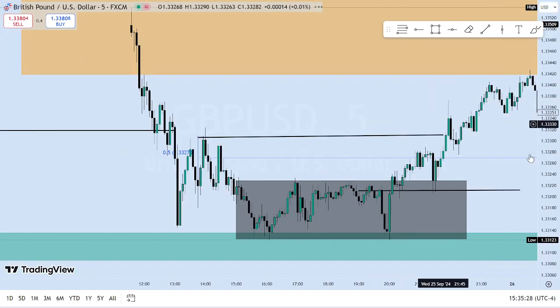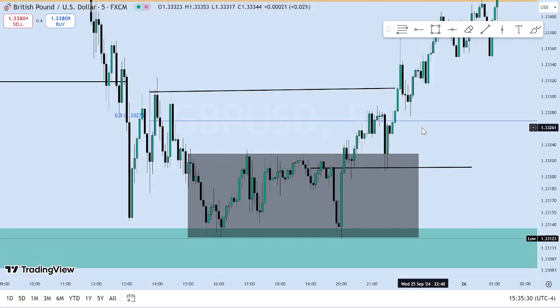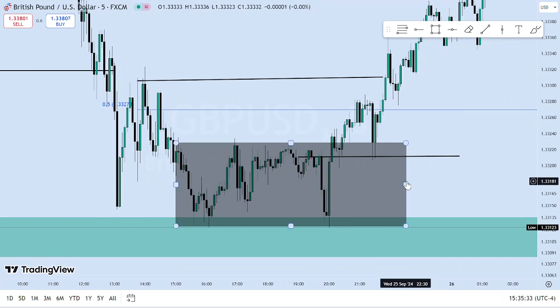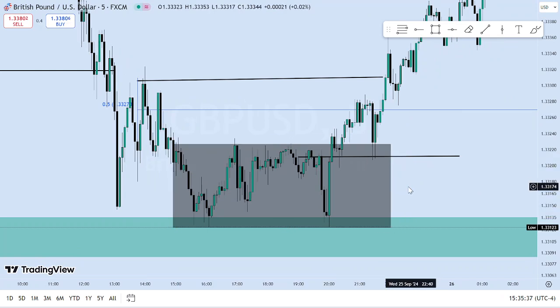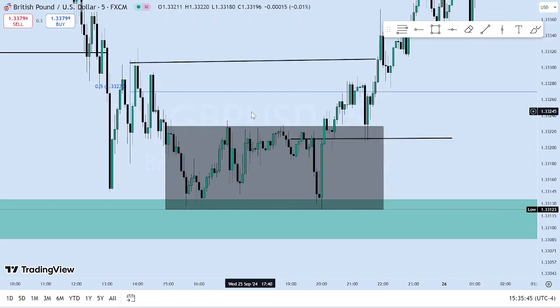Here in 5 minutes, this is the price action. Remember, this was 1 hour, so we are now in 5 minutes to see the price action here. You can see we have been consolidating here in 5 minutes.